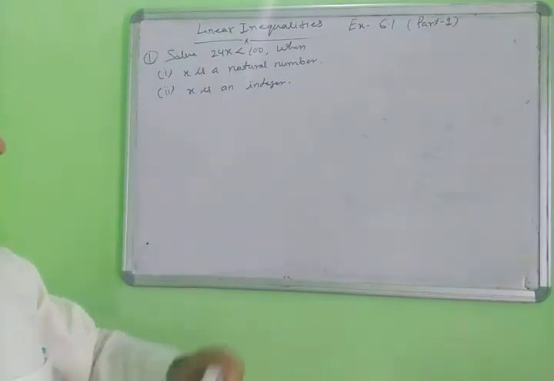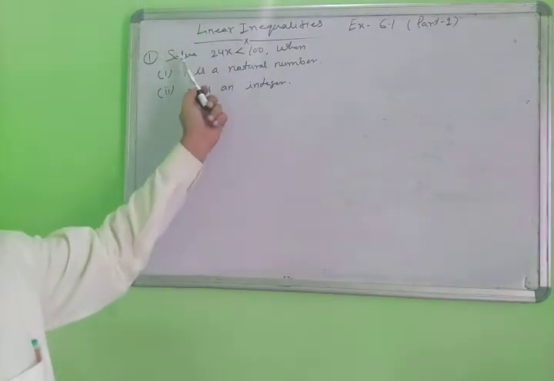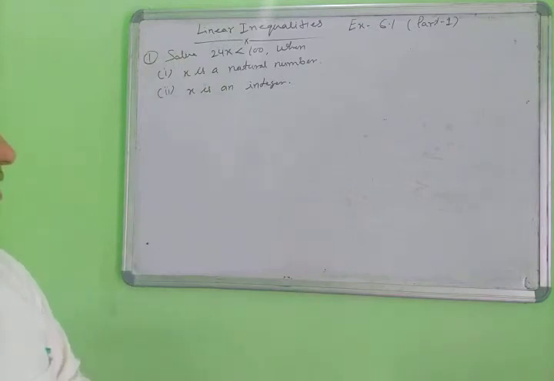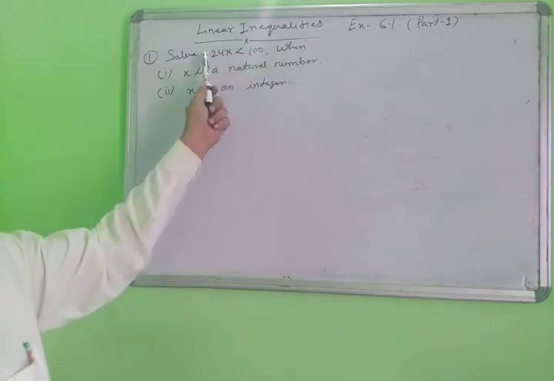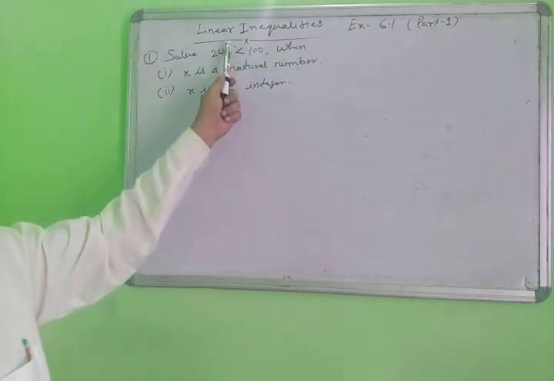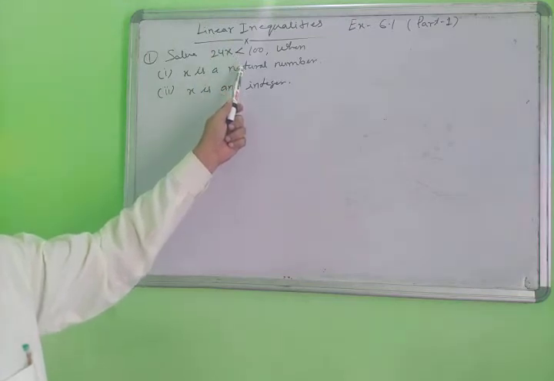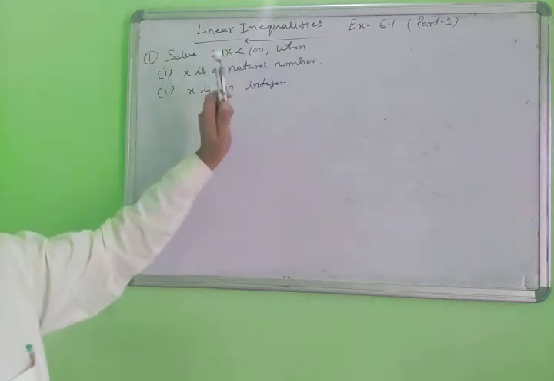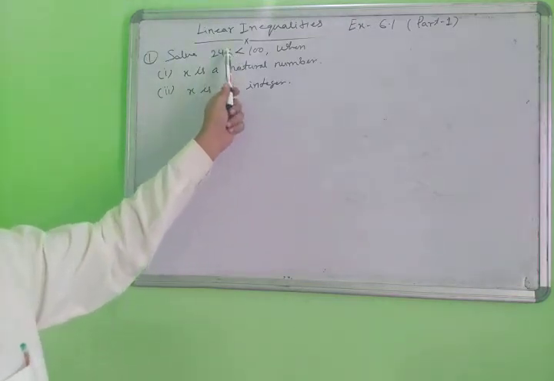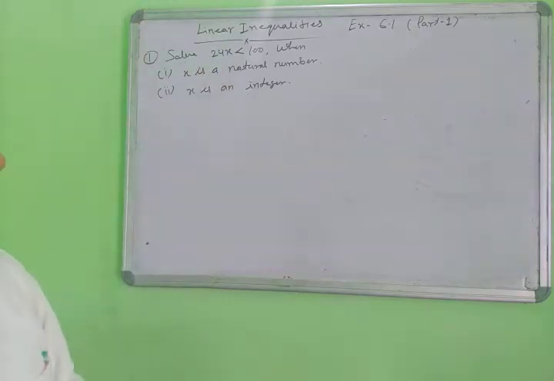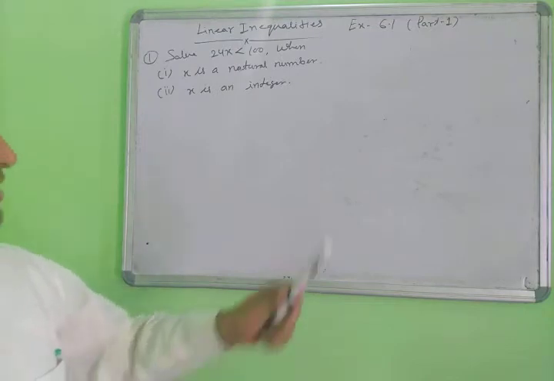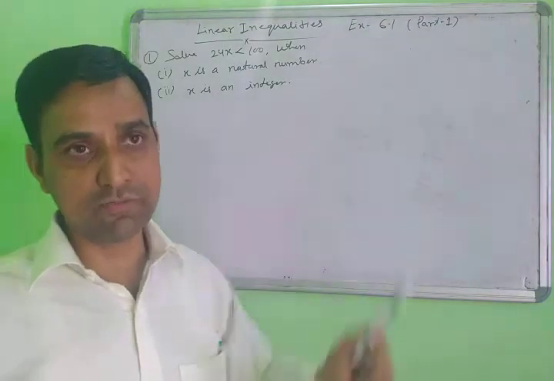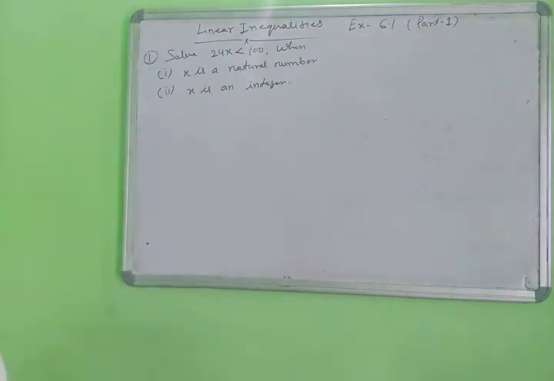Understand these questions. How to solve the linear inequalities in different categories, where x is the natural numbers. In this inequality, 24x less than 100, when x is the natural number, what is the solution set? When x is the integers, what is the solution set of these inequalities? This is exercise 6.1, part 1, first lecture of this exercise.